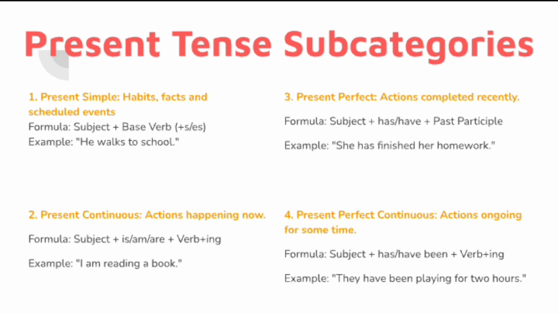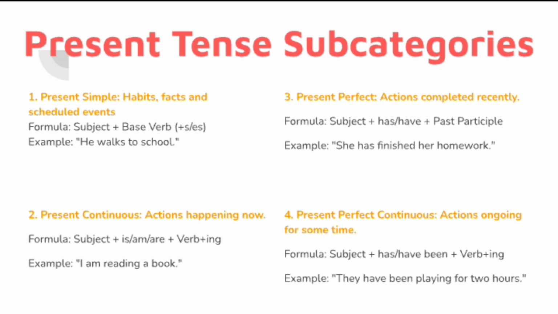Present perfect. This form is for actions that were completed recently but still have some connection to the present. The formula is subject plus has or have plus past participle. Example, she has finished her homework. See how has finished shows that the homework is done and might still be relevant now.